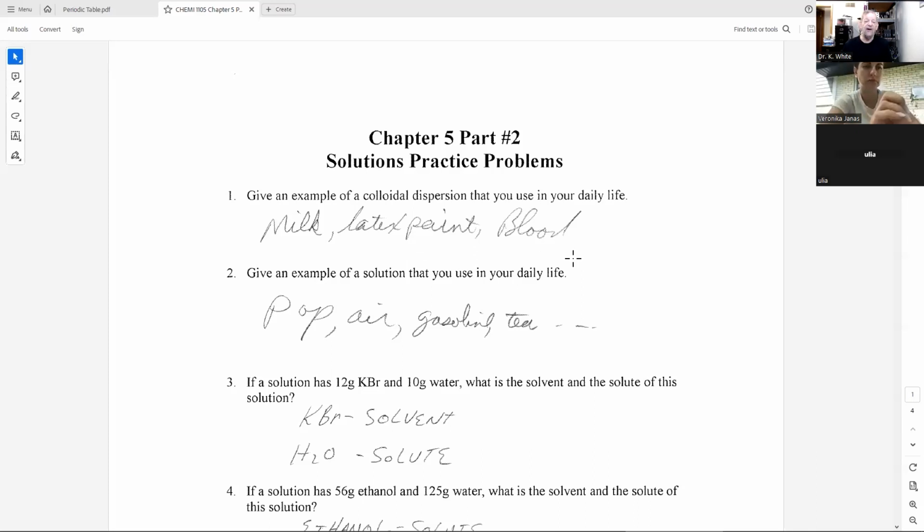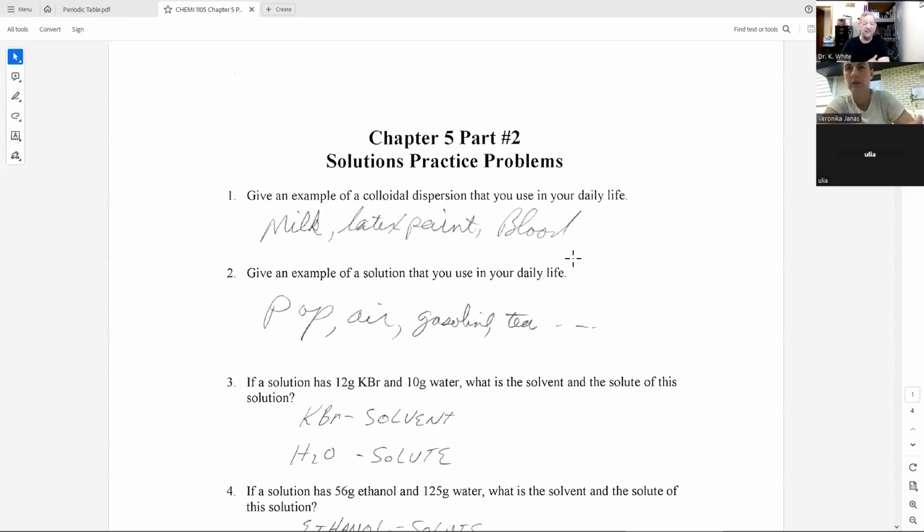I'm opening up something for you. All right, as promised, I'll go through Chapter 5, Part 2, Solutions Problem Set. And hopefully you've done this for tomorrow's test. This will help you. All right, give an example of colloidal dispersion used in your daily life.